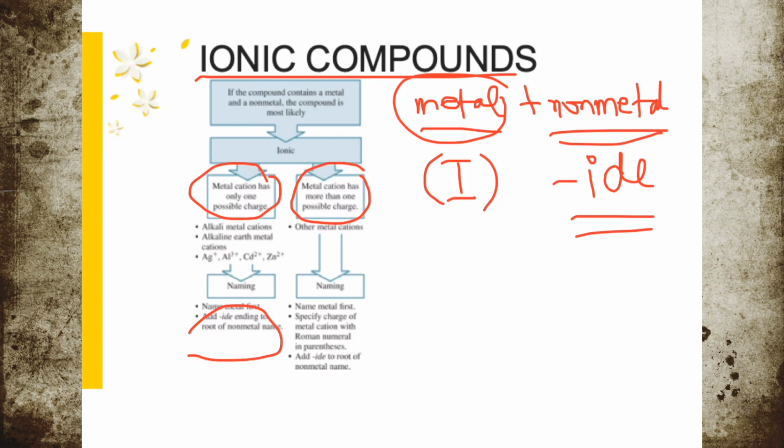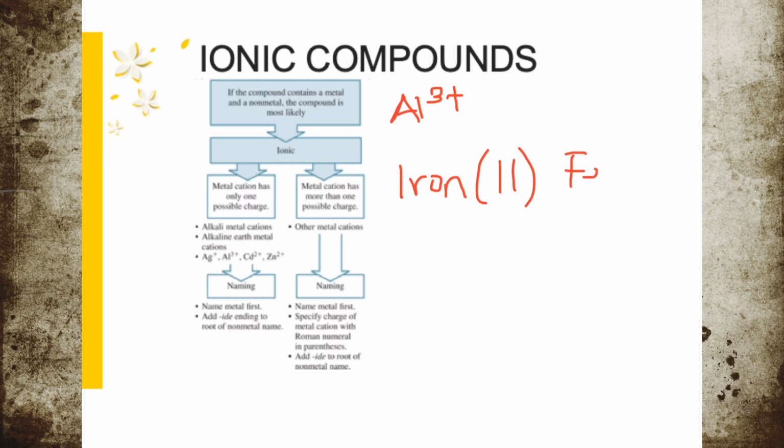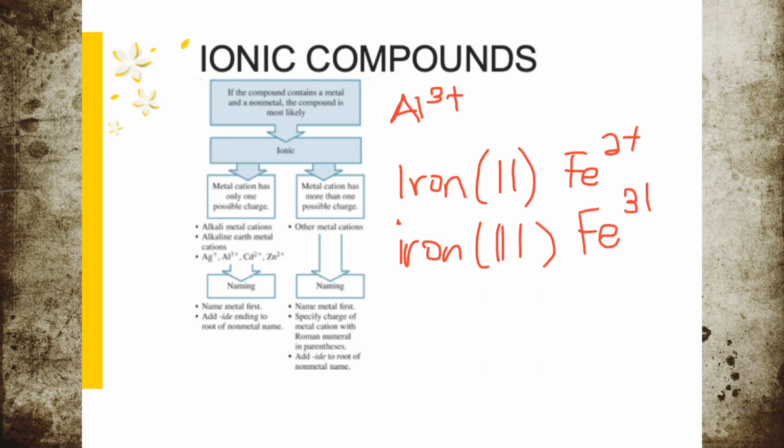For the ionic compounds with cations, we have, for example, aluminum, which has a charge of 3 positive. Let's say we have iron, which can be charged with 2, so we place it in parentheses: iron(II), that's Fe2+. And of course another iron with a charge of 3, so we put a Roman numeral 3 in brackets to specify that it's a charge of 3.